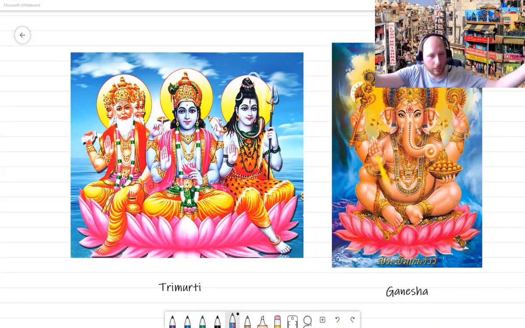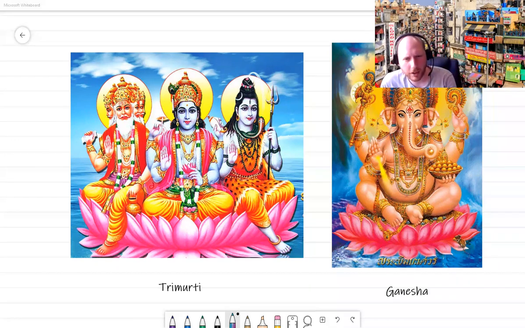In fact, the word Hinduism was made up by British people. It's not really something that comes from India at all. I suppose they would just call it religion.